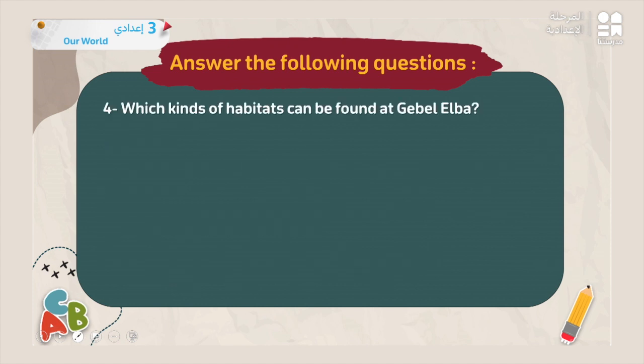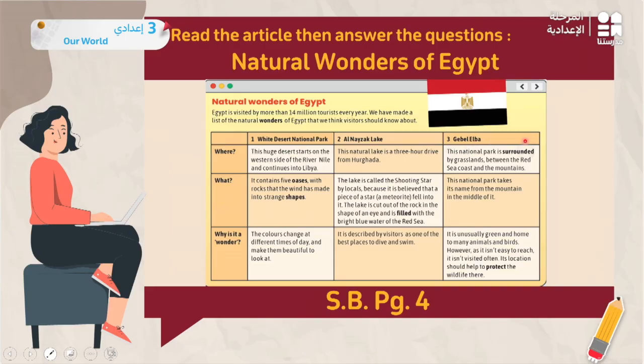The fourth question, what kinds of habitats can be found at جبل ألبا؟ ايه هي الناتشورال هابيتاتس اللي موجوده في جبل ألبا؟ احنا اتفقنا ان هابيتات اللي هو البيئه الطبيعيه للحيوان او النبات. ف if we go to جبل ألبا, this national park is surrounded by grasslands. مراعي، يبقى grasslands. This is the habitat found there.